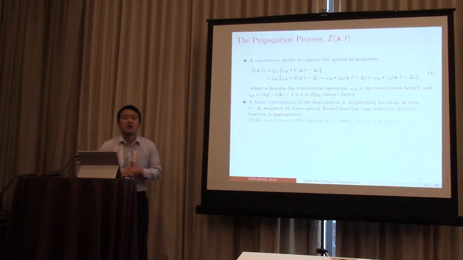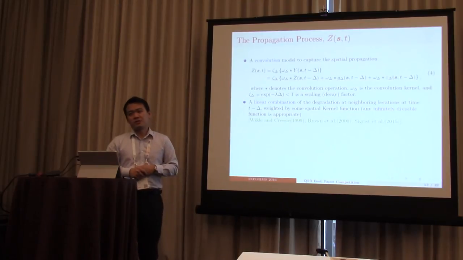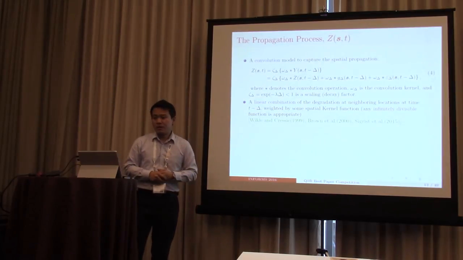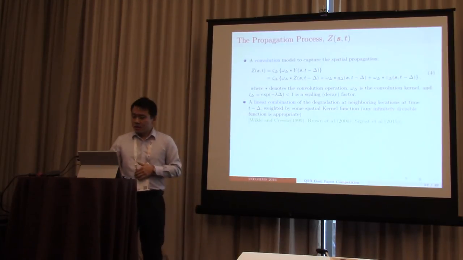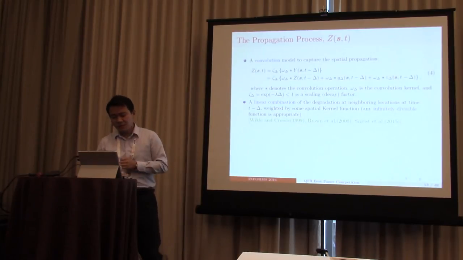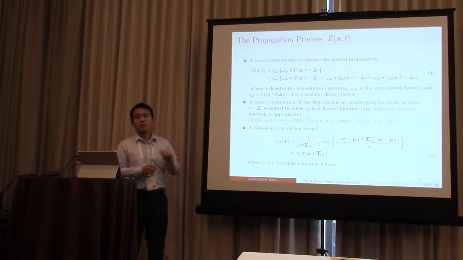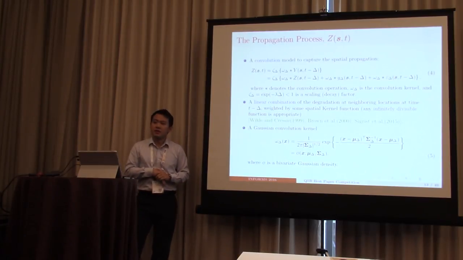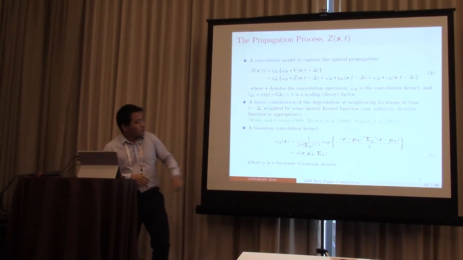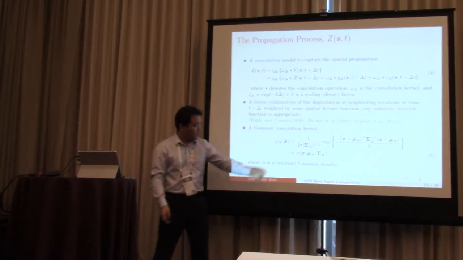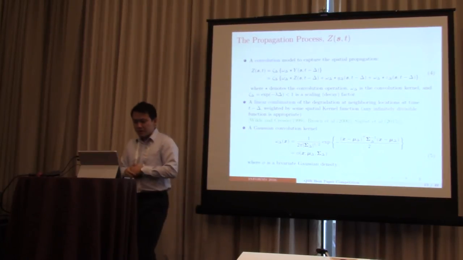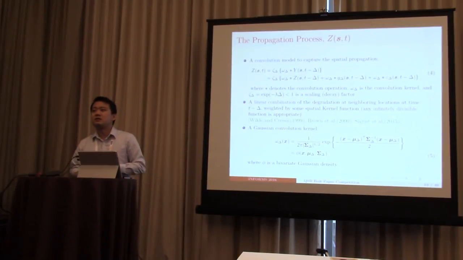Theoretically speaking, any infinitely divisible function can be used as a proper spatial kernel function, such as the gamma density function or the Gaussian density function. But in this work, we assume we're going to use a Gaussian density function, and there's a reason, as you'll see. This Gaussian density function basically has a mean and covariance denoted by mu and sigma.